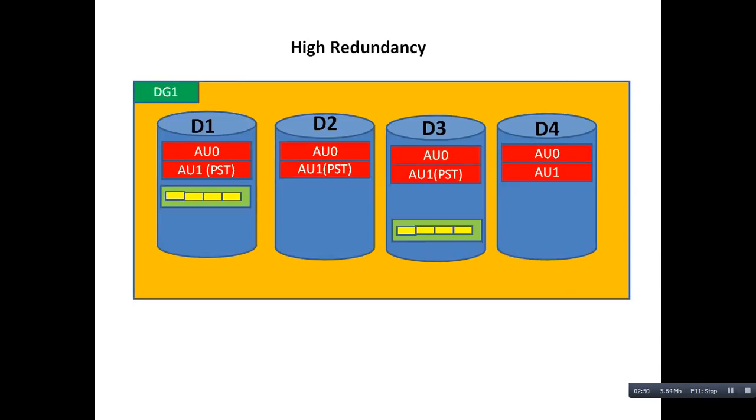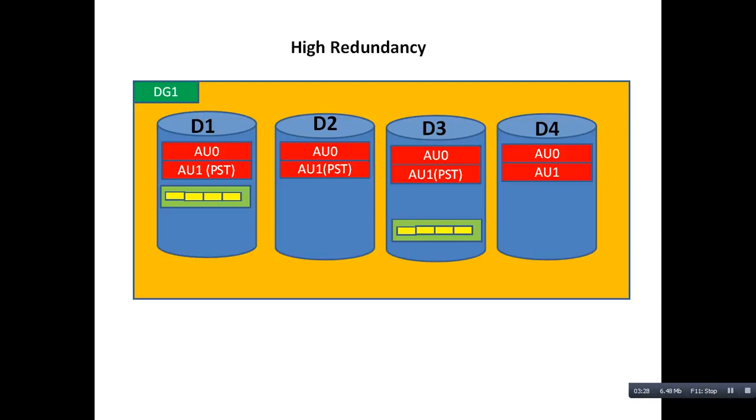Similarly, for a high redundancy disk group with three failure groups, every primary extent on D1 has its mirrored extent copied on D2 and D3. Every primary extent on D2 can have its mirrored extent copied on D1 and D3, and every primary extent on D3 can have its mirrored extent copied on D1 and D2. So in high redundancy, for D1, D2 and D3 are its partners, for D2, D1 and D3 are its partners, and for D3, D1 and D2 are its partners.